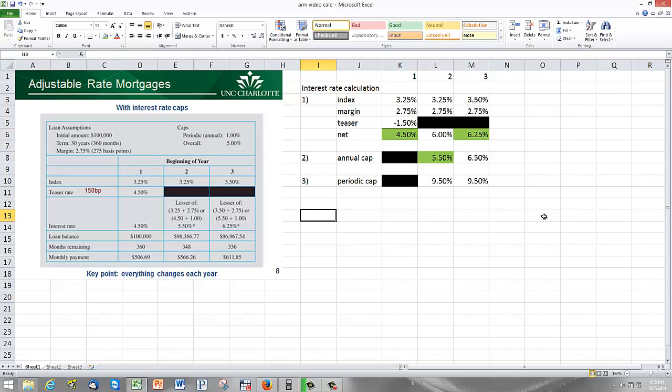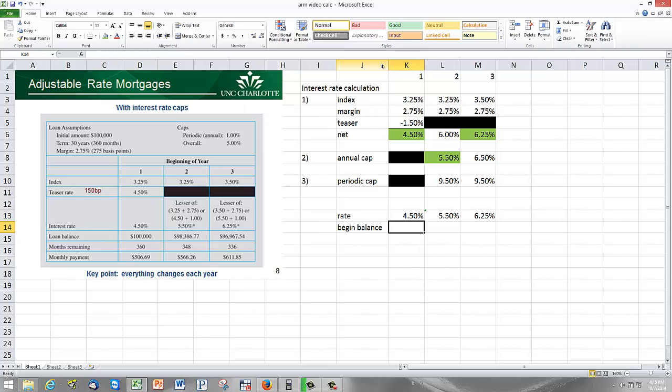Okay, so with that, we can say rate. I might just put it right here. So rate is going to be 4.5, 5.5, and 6.25. All right, we're going to need the beginning balance each year, and so we're also going to need months remaining in the mortgage, and then finally we can compute our monthly payment each year. So let's fill in what we can.